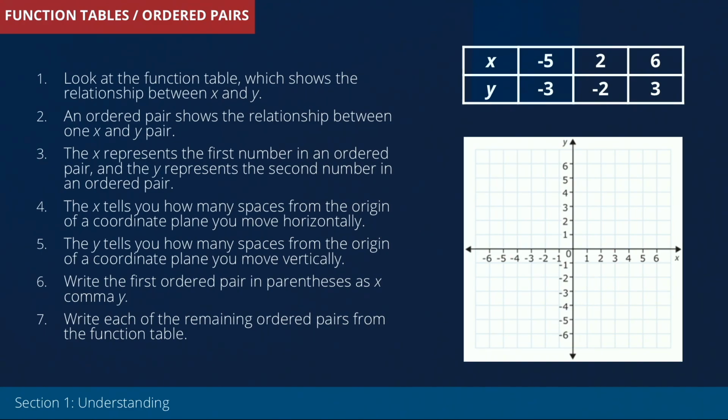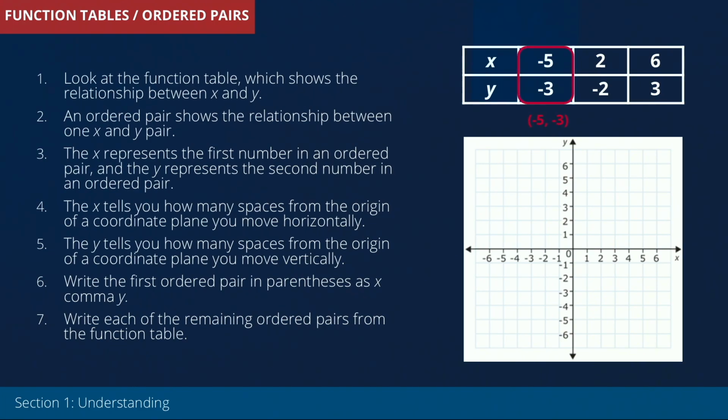I want to remind myself that x represents the first number in an ordered pair and y represents the second number. And then x will tell me how many spaces from the origin of this coordinate plane I'll move horizontally, and then y tells us how many spaces from the origin of the coordinate plane we'll move vertically. So let's think about placing these ordered pairs on this coordinate plane.